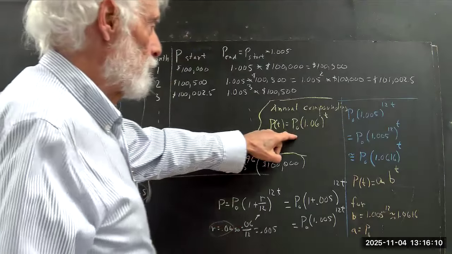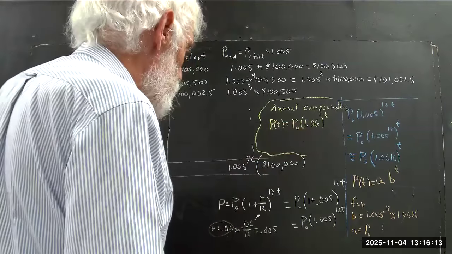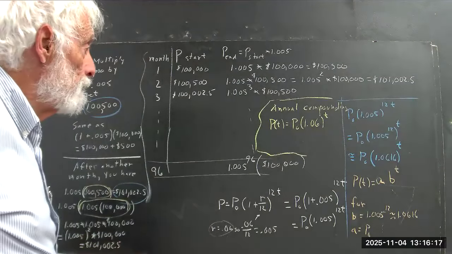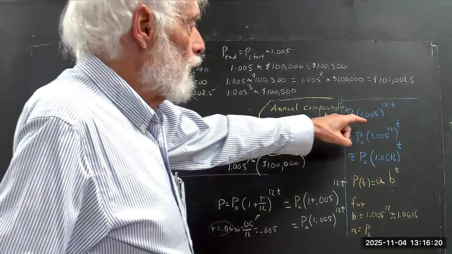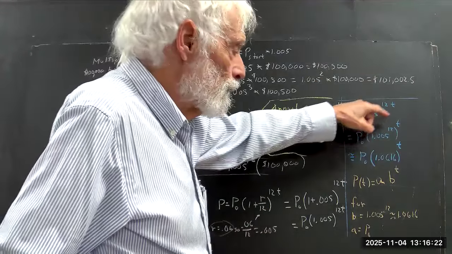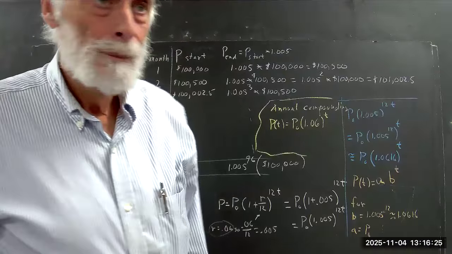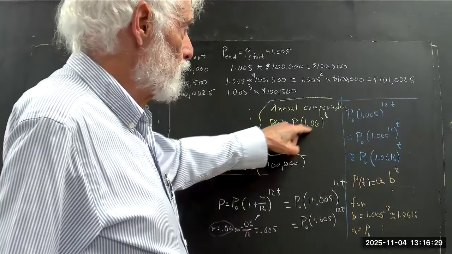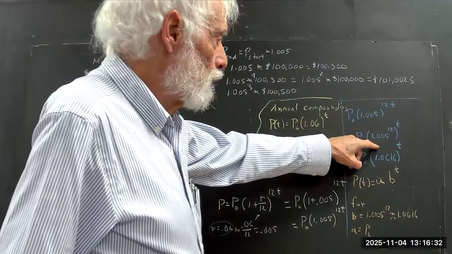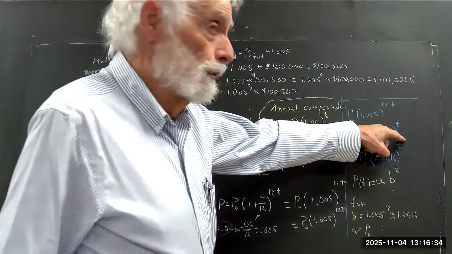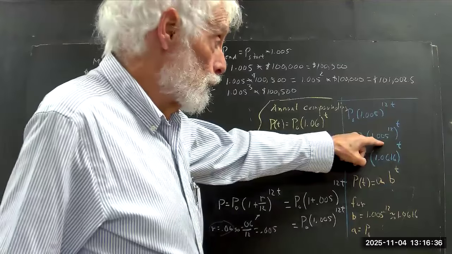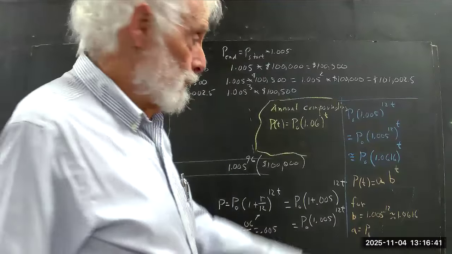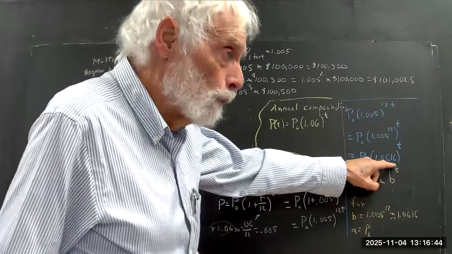You would have P of t equals P naught times 1.06 to the t. Doing monthly compounding, instead of 1.06 to the t, we have 1.005 to the 12th raised to the t. And 1.005 to the 12th is 1.0616, meaning our effective interest rate is 6.16%.